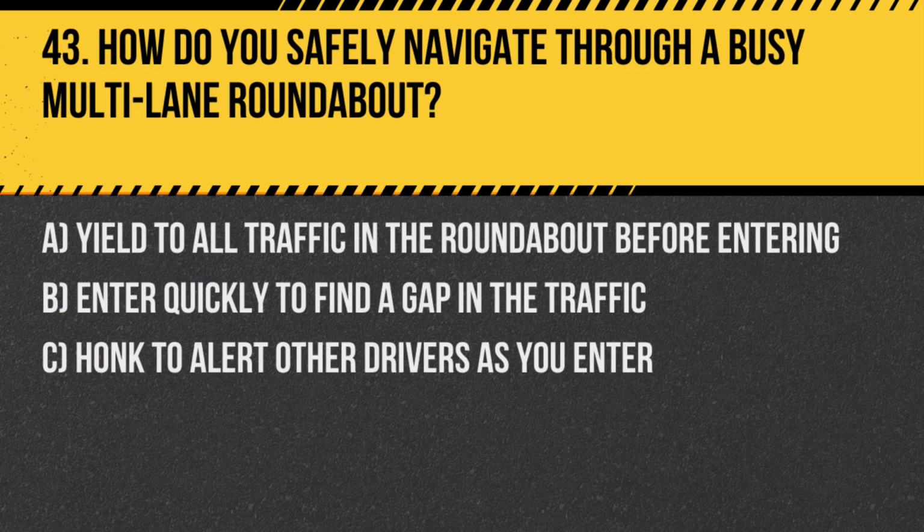Question 43. How do you safely navigate through a busy multi-lane roundabout? A. Yield to all traffic in the roundabout before entering. B. Enter quickly to find a gap in the traffic. C. Honk to alert other drivers as you enter. Answer A. Yield to all traffic in the roundabout before entering. Always yield to traffic already circulating in a roundabout and merge into the traffic flow safely.